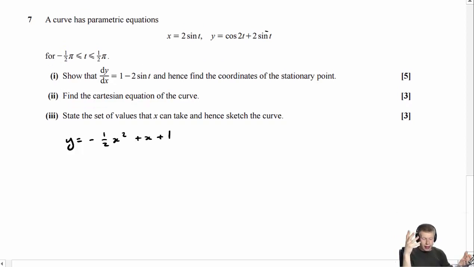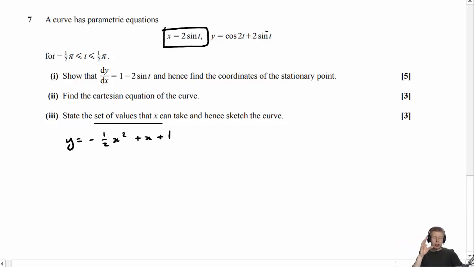But let's have a look. We'll get there first of all. Let's do the first part first: find the set of values that x can take. Well, the key here is to look at my original parametric equations. So I've got x is equal to 2 sine t, and I'm going to show you a really neat trick to find out what values x can take.